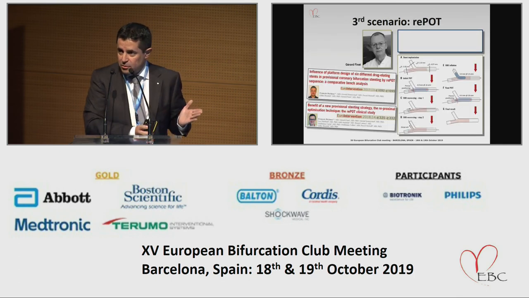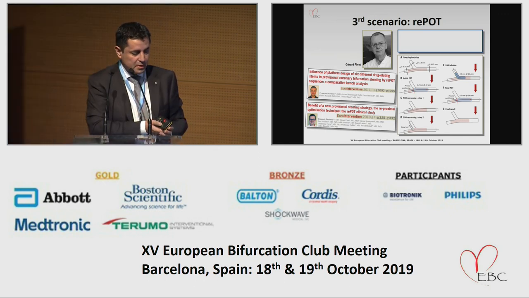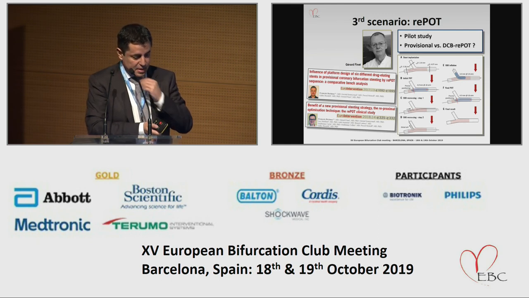A third scenario, maybe more innovative and stemming from the EBC, was using the REPOT technique. This has not been tested clinically right now, so there are no data, and I guess you probably know this technique. This could be a good idea for a pilot study of provisional versus REPOT using drug-coated balloon in the side branch.